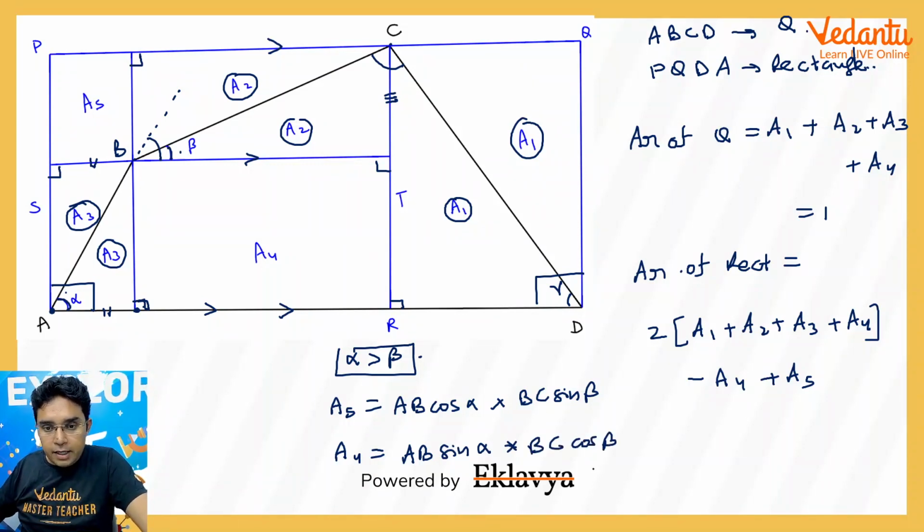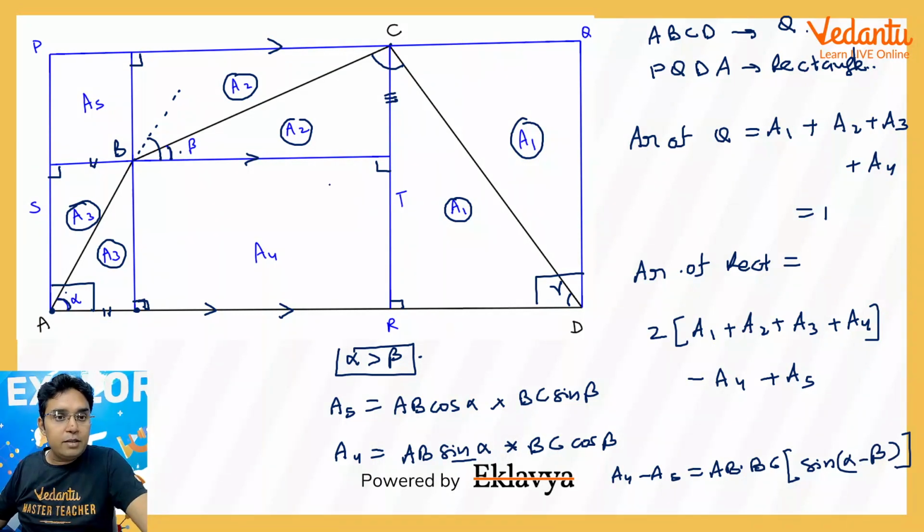Now you can see that A4 minus A5, if I do, that will be AB into BC common, and what are we getting? We are getting, I think, A4, I have written this first, so this comes out to be sine of alpha minus beta, if you can check. Because alpha is a bigger angle than beta and they both are acute, this has to be positive. So that means A4 is bigger than A5, and hence this area of rectangle will be less than 2. So you can see in this case we have drawn a rectangle whose area is even lesser than 2, and it is still able to contain this quadrilateral.